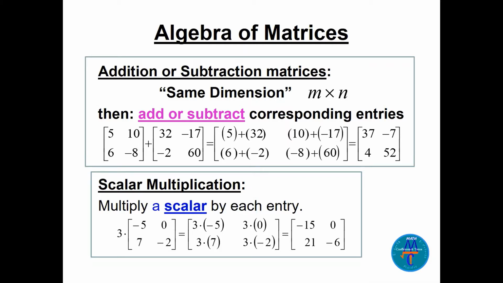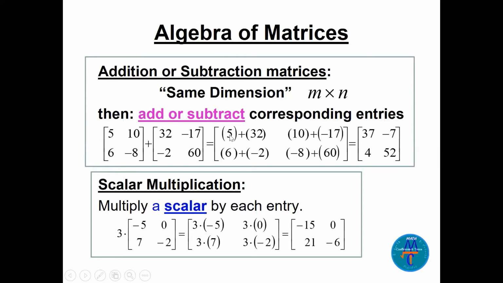Let me take a moment here to review some rules that are related to the algebra of matrices. As we can see in the first slide here, for addition or subtraction of matrices, we should have the same dimension, m by n. So we cannot add 2 by 2 plus 3 by 3, or 2 by 3 plus 3 by 2. They should be the same dimension. Now, the idea in the addition is easy. If we add or subtract, just add the corresponding entries.